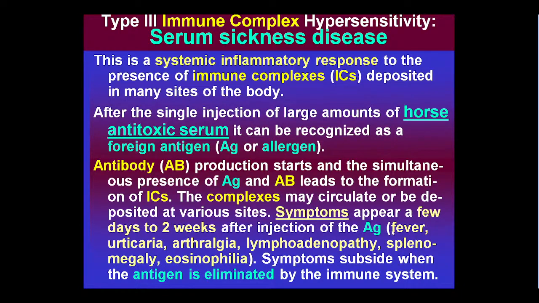What are the symptoms typical for this interval of time? Fever, urticaria, arthralgia, lymphadenopathy, this is swelling of the lymph nodes, splenomegaly, eosinophilia, eosinophils, of course. Symptoms subside when the antigen is eliminated by the immune system. It means one of the components of the interaction disappears, antigen in this case.